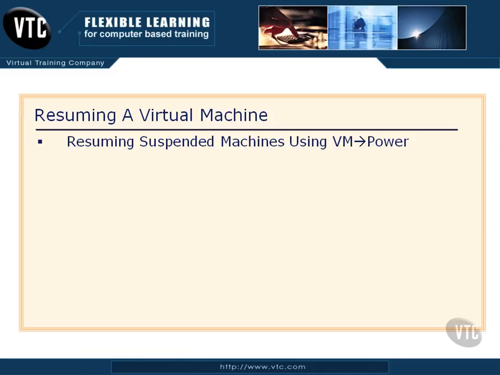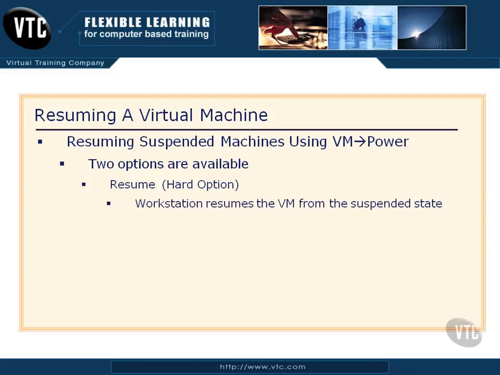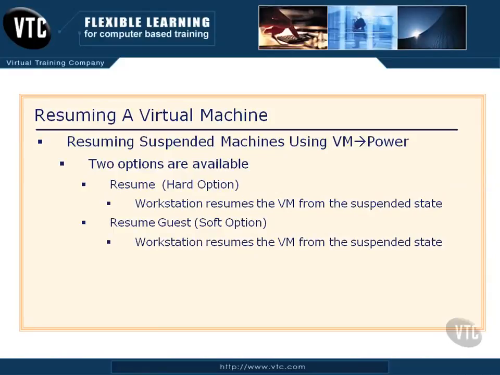Now here are the options. When I'm resuming a suspended machine and I'm using VM power or the drop down on the toolbar, there are two options available. Big surprise here, just like everything else in Workstation, I have a hard option and a soft option. The hard option is also known as resume, and Workstation just resumes the virtual machine from the suspended state. It says, okay, boom, you're back. You asked for it, you got it. The soft option is called resume guest. With resume guest, it resumes the virtual machine from the suspended state, but then it goes one step farther and reconnects the virtual machine to the network.